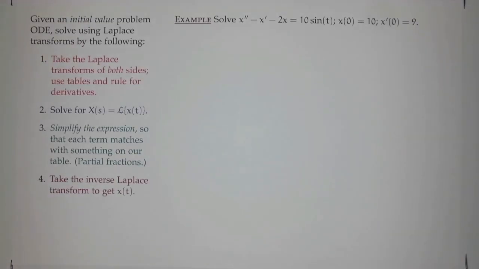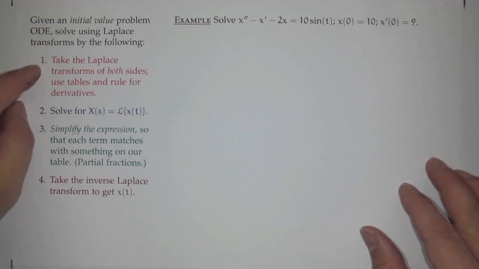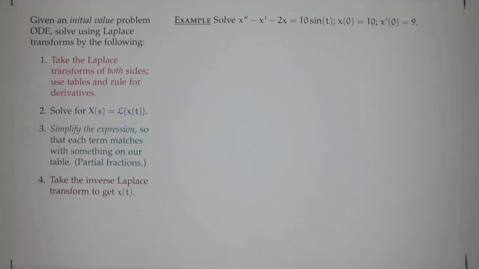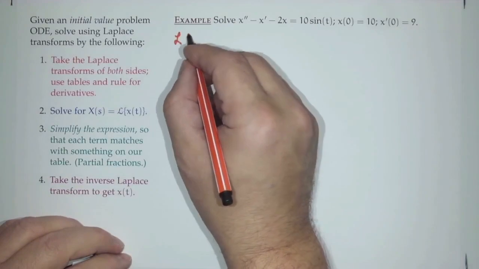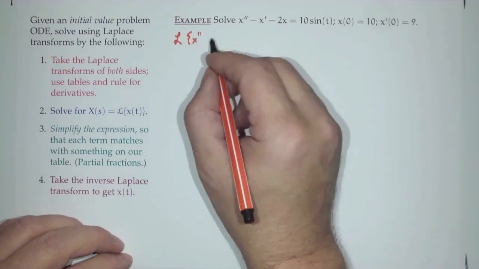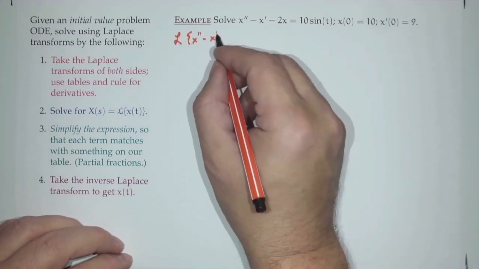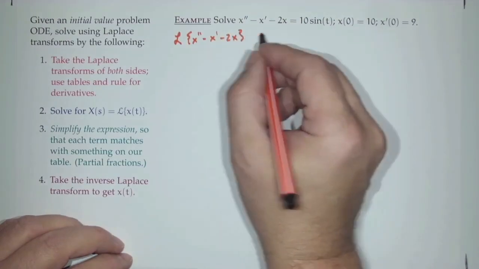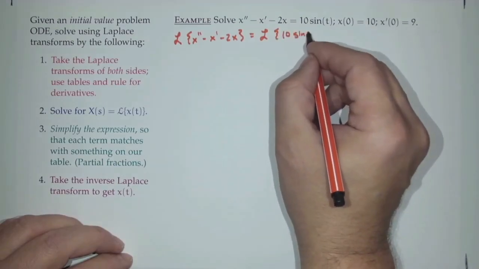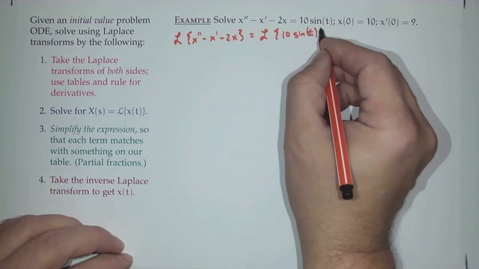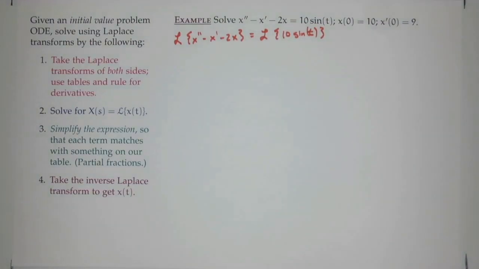Okay, so let's go through the process. What's the first thing we should be doing? Yeah, take the Laplace transform on both sides. See, it even tells us, step 1, do this. So we'll just do it. We're going to take the Laplace transform of both sides. So the Laplace transform of x double prime minus x prime minus 2x has to equal the Laplace transform of 10 sine of t. And that just says if two things are equal, the Laplace transforms are equal.